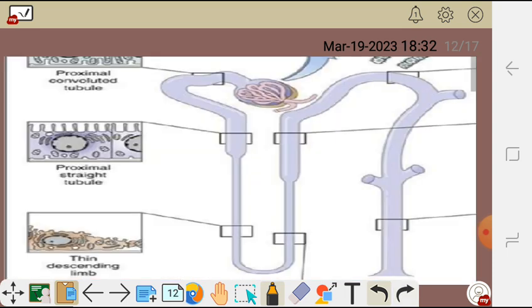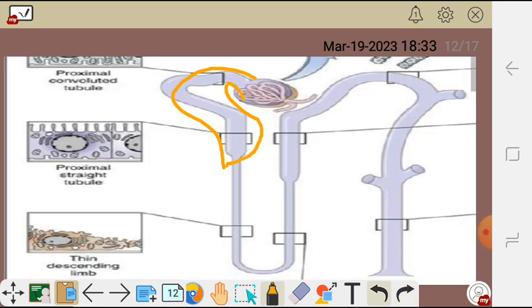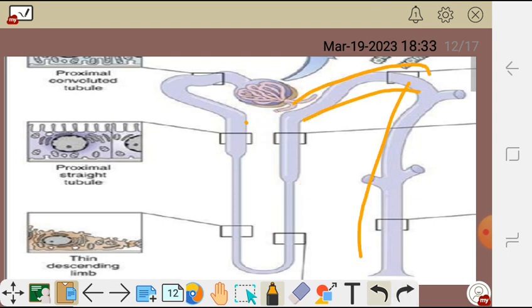What happens is that if we have a 10% change in the glomerular filtration, the fractional absorption of sodium and chloride will be just the same here. That change will come and be affected later, and then in the distal convoluted tubule it will be sensed by the macula densa cells. So here in the proximal tubule, the reabsorption of sodium and chloride will be the same. Then once it is detected, the hormones which are sent normally affect the distal tubule and the collecting duct.